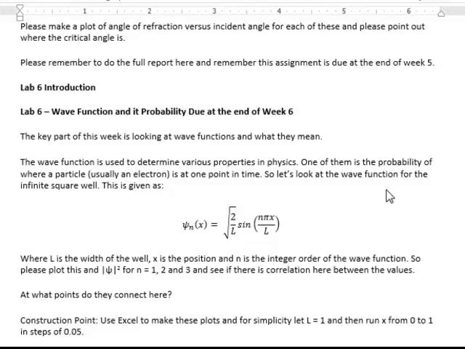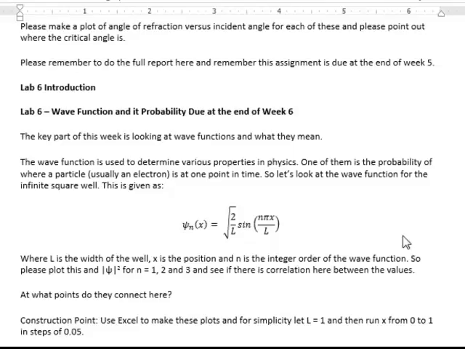One of them is the probability where a particle, usually an electron, is at one point in time. So this is the wave function for an infinite square well, and it's given as, notice it's a function of n and x. It's a square root of 2 over L sine n pi x over L, where L is the width of the well, x is the position, and n is the integer order of the wave function.